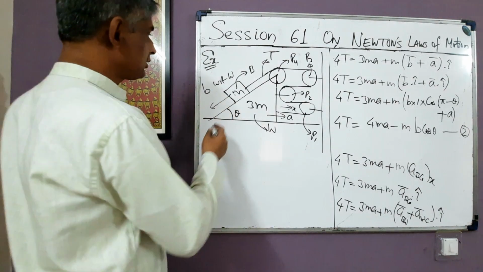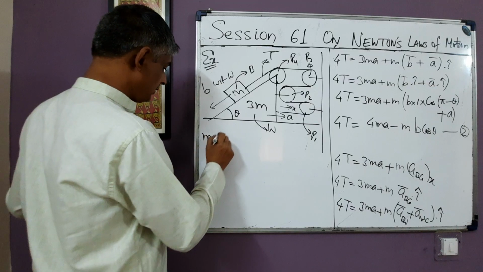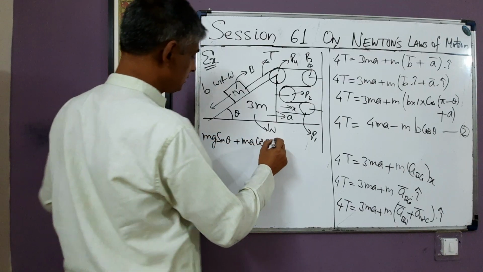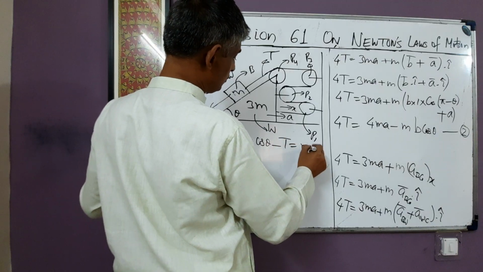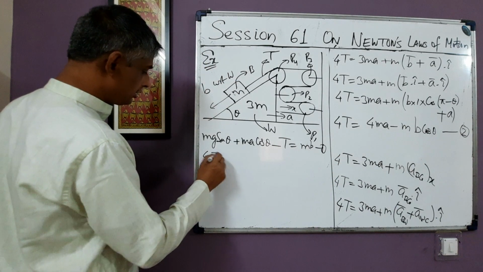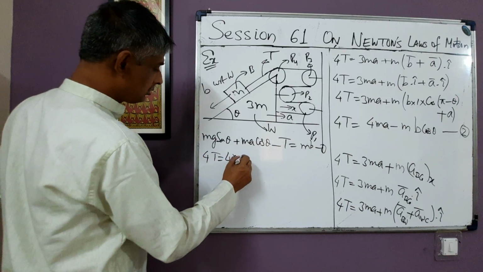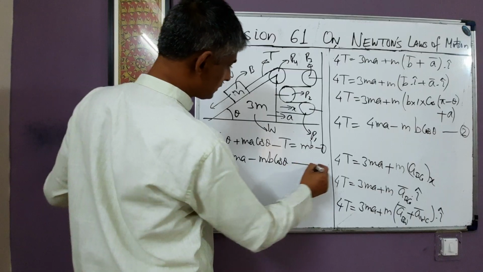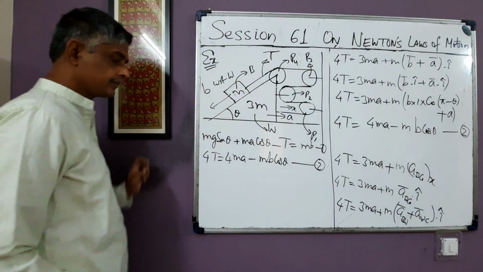So first equation was what? mg sin theta plus ma cos theta minus T is equal to mb. This was the first equation. And this is the second equation. 4T is equal to 4ma minus mb cos theta. This is the second equation.